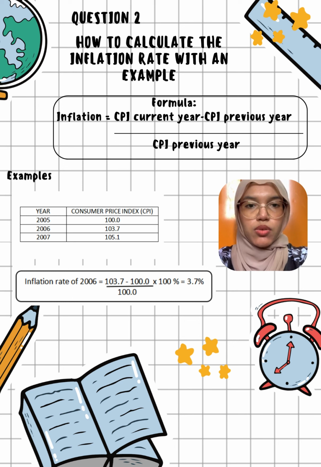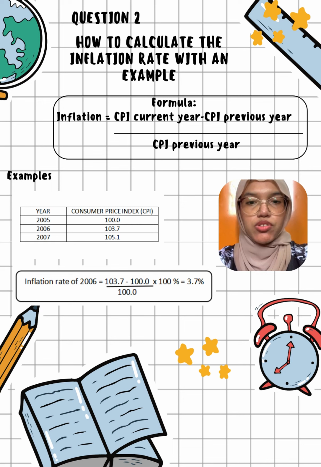Right now, I will give a simple example that everyone can understand. Based on the table, I will explain how to calculate if the question asks for the inflation rate of 2006. Let's say the CPI for the current year 2006 is 103.7 and the CPI for the previous year is 100. What we need to do now is just put all the information given into the inflation rate formula, and we can get the final answer, which is 3.7%.